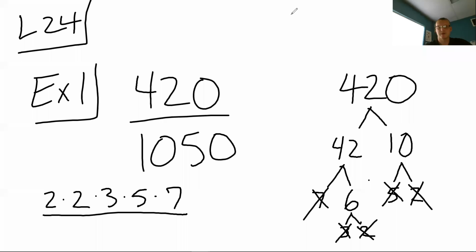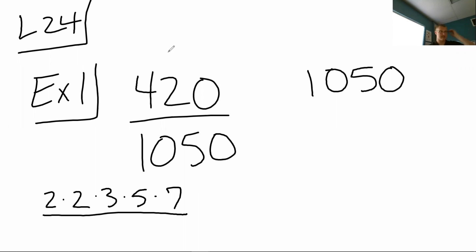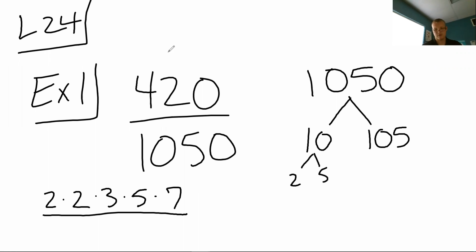So now we need to do the prime factorization of 1050. I'm going to factor tree it. Since there's a 0 at the end, we know 10 goes into it: 10 times 105. We know 10 factors out to 2 and 5. What goes into 105?